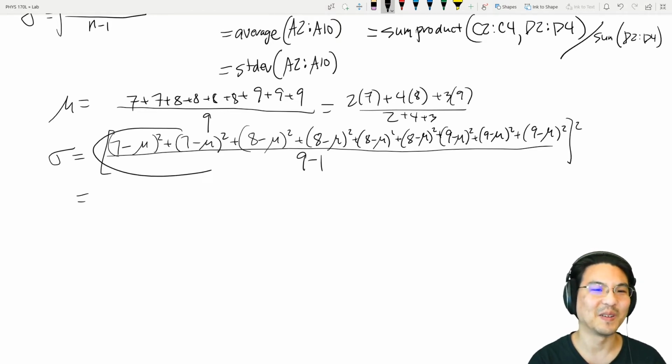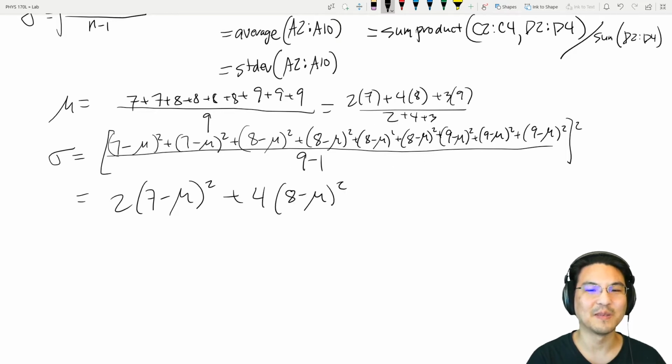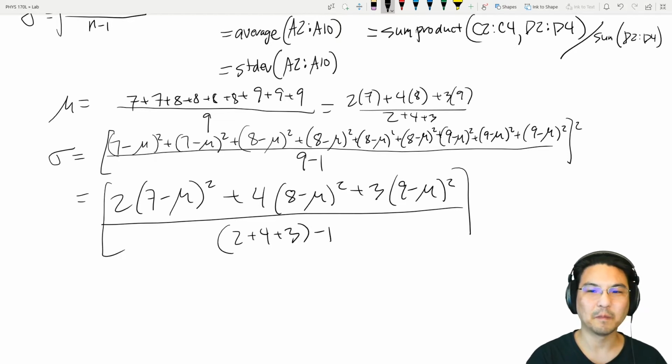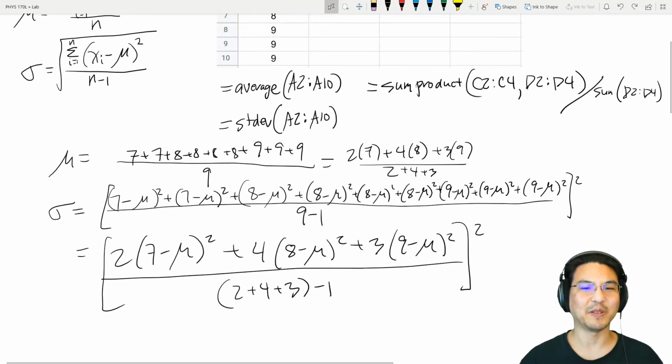Because look, there are 2 of these: 2 times 7 minus the mean squared. There are 4 of these: 4 times 8 minus the mean squared. And there are 3 of these: 3 times 9 minus the mean squared, over 2 plus 4 plus 3 minus 1, and then square root this whole thing. So this is what we want to do. So how do we do that?